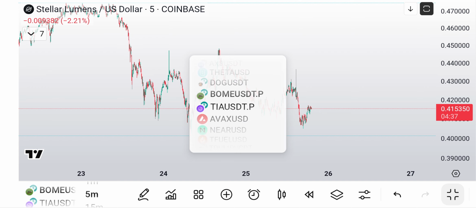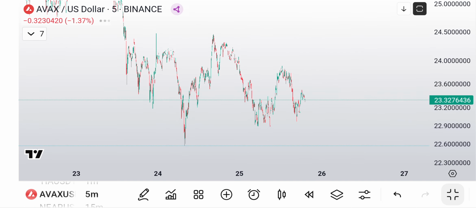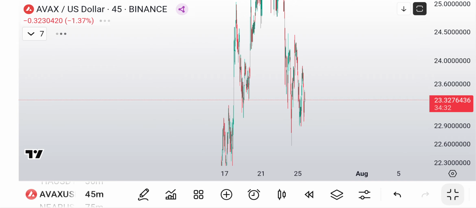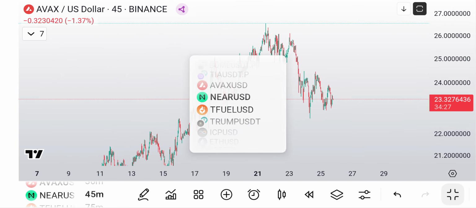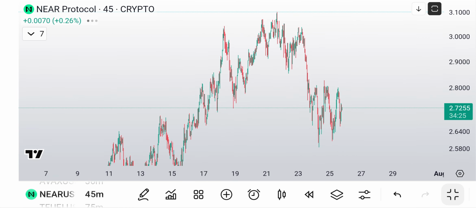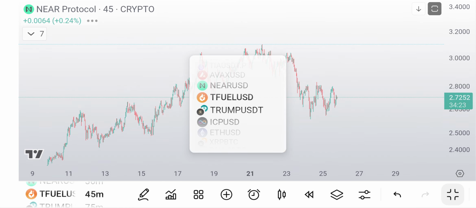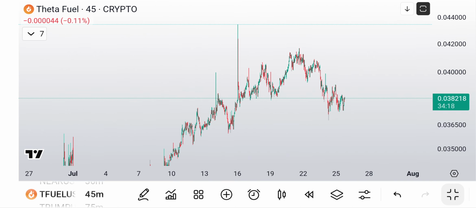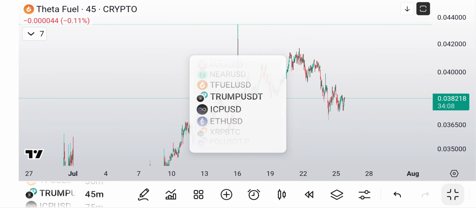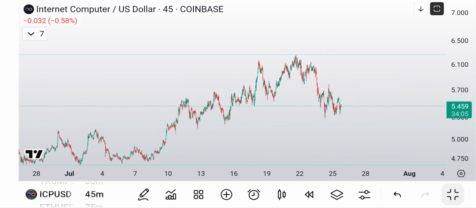So AVAX, it's going to be this. See, AVAX, SHIB, THETA, it's literally the same thing. If I go to NEAR, it's going to be the same thing. If I go to Theta Fuel, it's going to be about the same. So, you know, you got some kind of a correction in here. So let's see how it holds up. ICP, literally the same thing. Triangle.